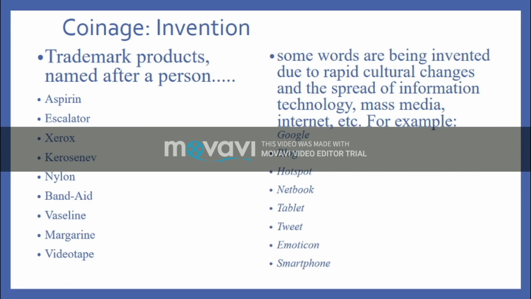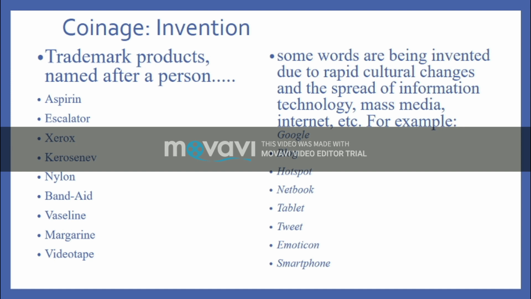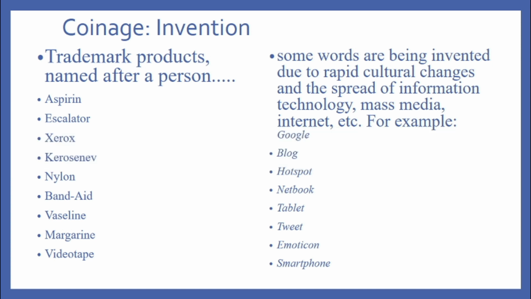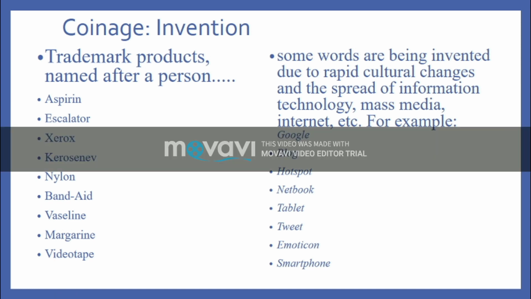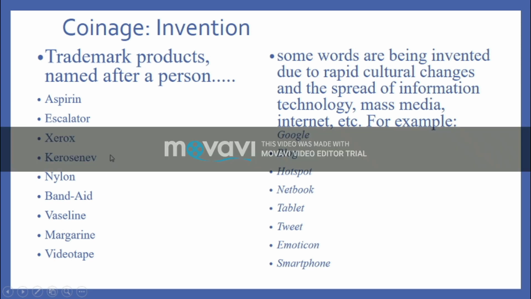Coinage. Coinage refers to inventing new words. Coinage is the basic, primary, and colorless way of producing new words in a language, where new words are invented or coined based on trademark products, persons, or some even cultural trait like information technology, mass media, internet, etc. So you have different new words which have been added to the existing dictionary. It is said that around 1200 to 1500 words every year are added to the existing vocabulary of English. So you have new words like aspirin, escalator, nylon, band-aid, Google, blog, netbook, tablet, emoticon, smartphone, etc. Remember, these words were not related to any previous words. These are new words, 100% new words.